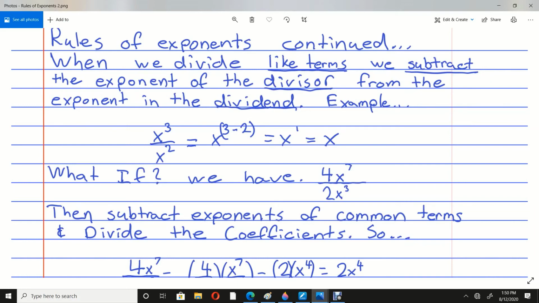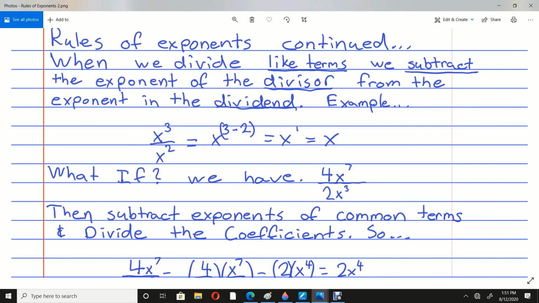What if we have something like this? 4x to the 7th divided by 2x to the third. What are we going to do? Then we still subtract the exponents of the common terms. So we have x to the 7th divided by x to the third. So we subtract 7 minus 3. That gets me x to the 4th power.